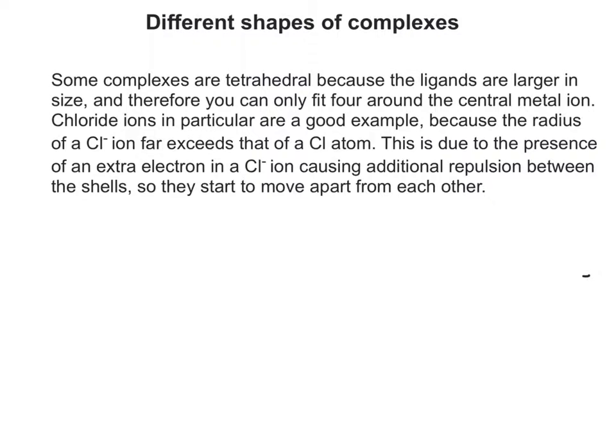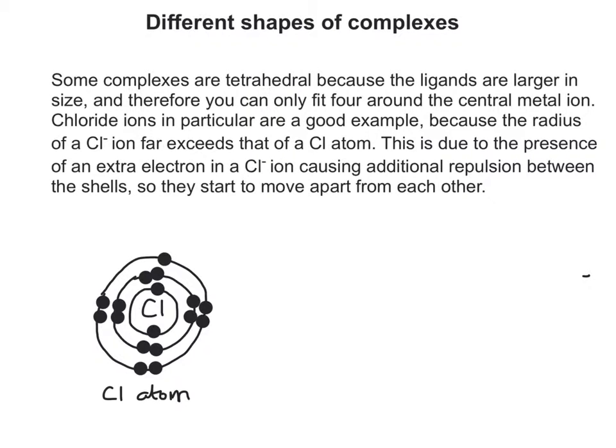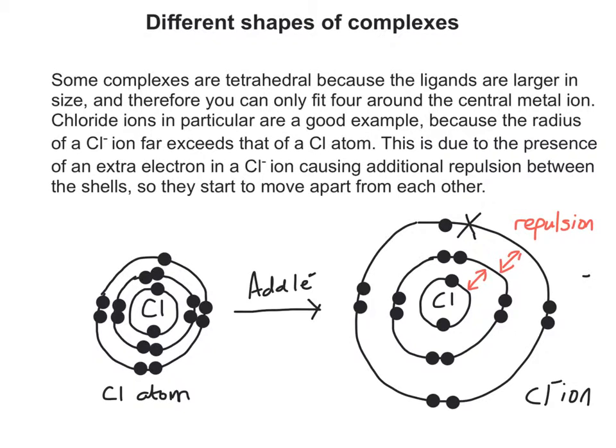Let me try and explain this for a second. So this diagram is a fairly basic representation of a chlorine atom, including all the shells. If you add an electron, what happens is you get additional repulsion between all the shells. So the ion is obviously quite a lot bigger than the atom that it originally started from. This has consequences for the shape of the complexes that the chloride ions get involved in.